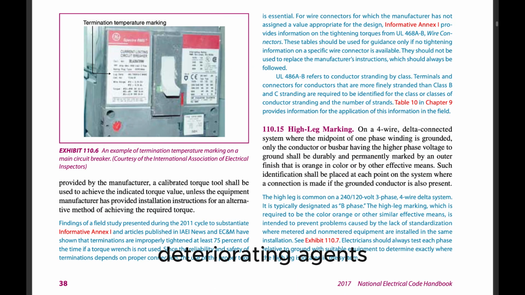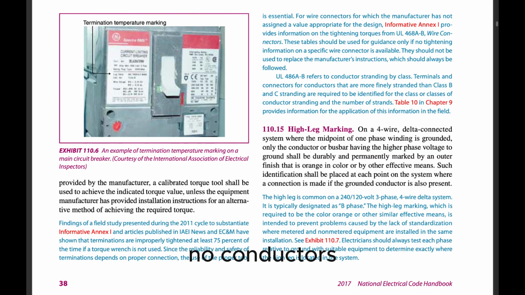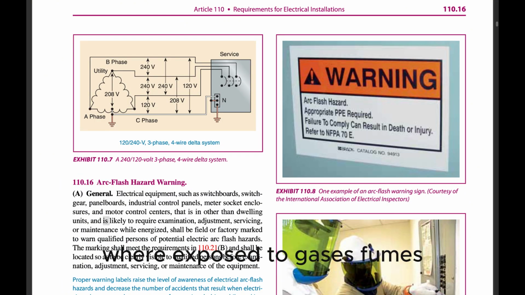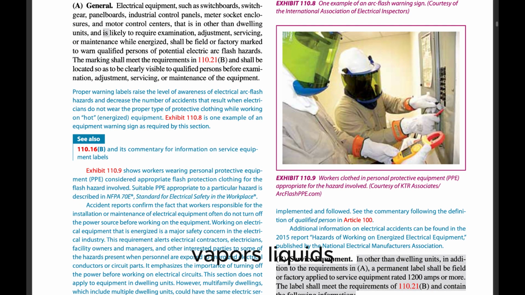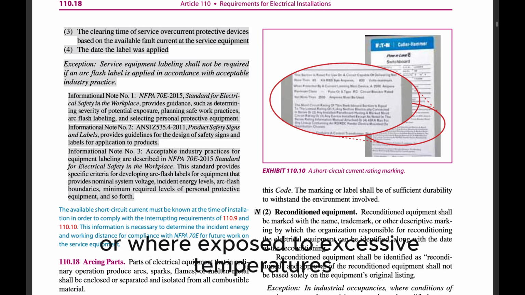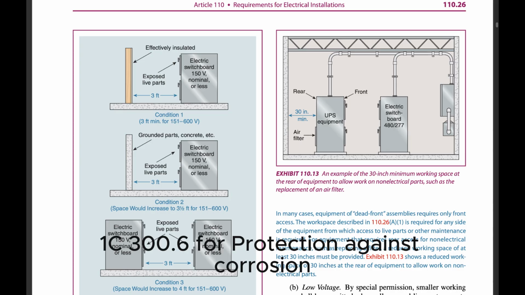110.11 Deteriorating agents. Unless identified for use in the operating environment, no conductors or equipment shall be located in damp or wet locations where exposed to gases, fumes, vapors, liquids, or other agents that have a deteriorating effect on the conductors or equipment, or where exposed to excessive temperatures. Informational note no. 1. See 300.6 for protection against corrosion.